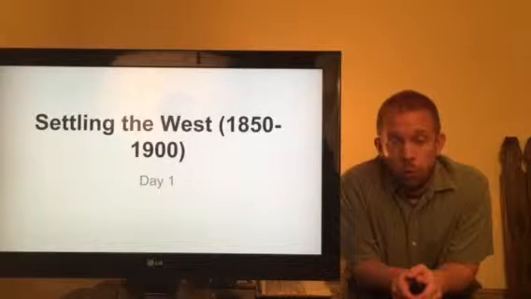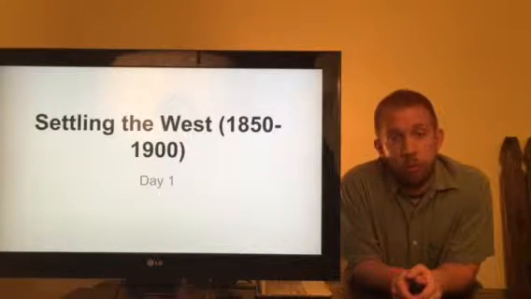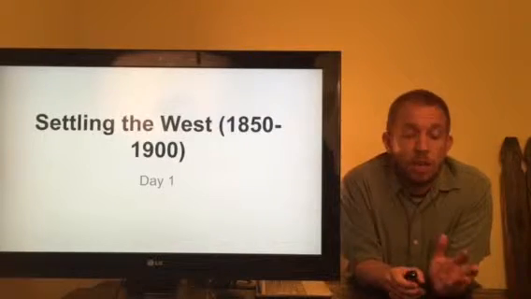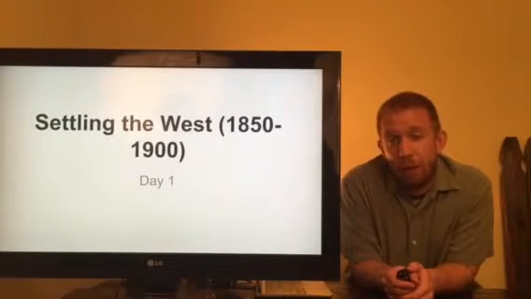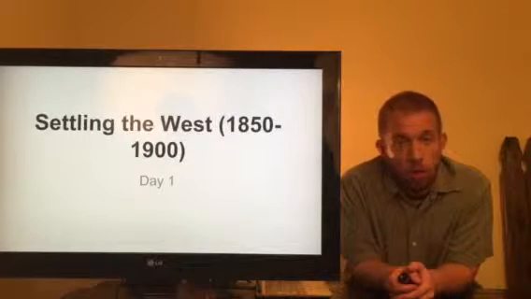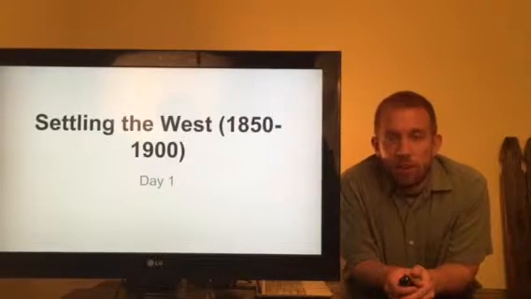We are going to leave Reconstruction behind, too much negativity, and we are going to head out west and settle the West. In doing so, we're going to go back in time about 10 years before the Civil War, and then we'll finish up right around 1900. You know it as that last century. All right, so settling the West.